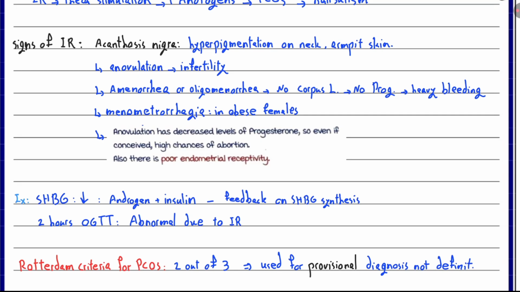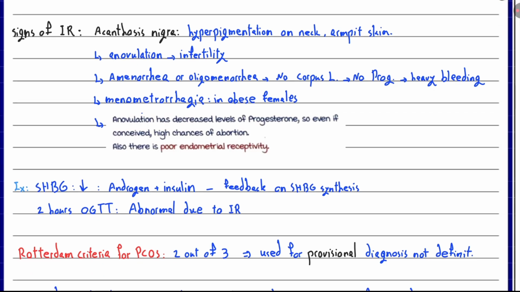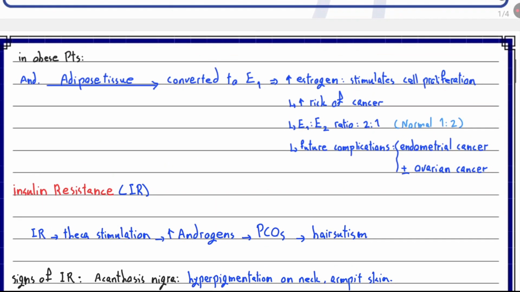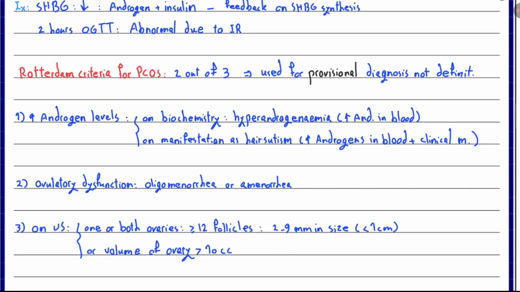As I told you, to rule out insulin resistance in these patients, we can do blood glucose tests like OGTT, oral glucose tolerance tests, and the results are abnormal due to insulin resistance. These are the points that we have to describe here.